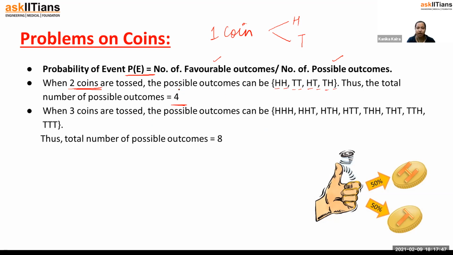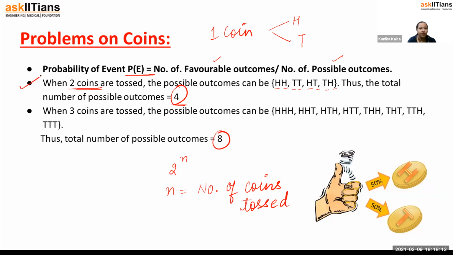So total number of possible outcomes is 4. Similarly, if we talk about 3 coins, the total number of outcomes is 8. So how will you judge how many possible outcomes there are? The formula is 2 raised to n, where n is the number of coins tossed. Like in the second point, we were talking about 2 coins. So 2 squared is the number of possible outcomes, that gives you 4. And if we talk about 3 coins, 2 cubed would give you 8.